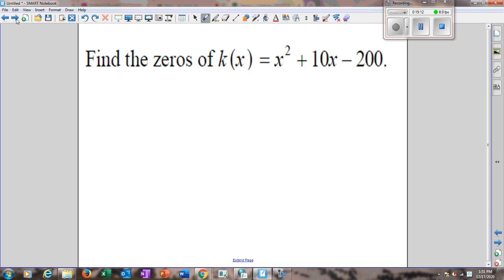All right, find the zeros of k of x equals x squared plus 10x minus 200. I think I've already done factoring. We've already done the quadratic formula. Let's just complete the square for this one. So I have x squared plus 10x minus 200. Set that equal to 0 because I'm finding the zeros. Now to complete the square, I'm going to add the 200 to the other side. So x squared plus 10x, leave a space, equals 200.